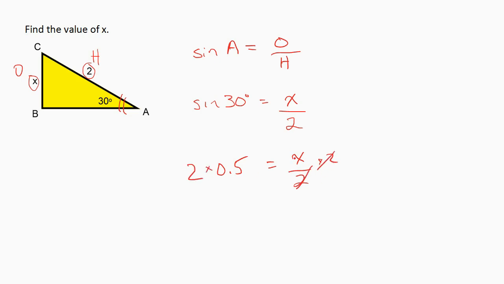To get rid of the 2 from this side, the opposite of dividing by 2 is multiplying by 2. That's why we do it. Whatever you do to one side, you've got to do to the other. We're left with an x on this side, and 2 times 0.5 is just 1. So in this case, x happens to be equal to 1. So the side length right here is 1 long, if this is a 30-degree angle and our hypotenuse is 2.